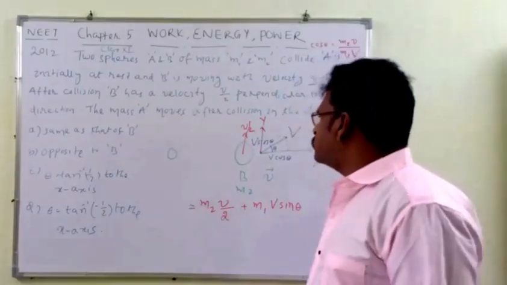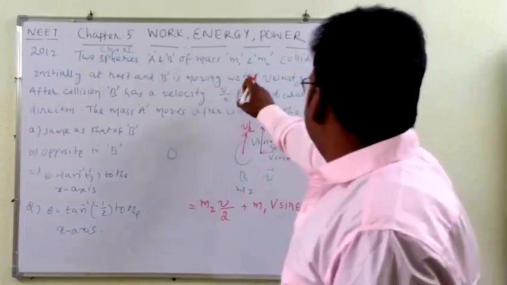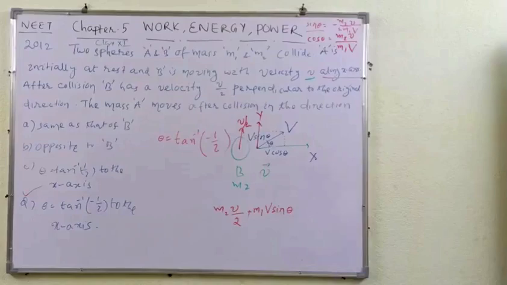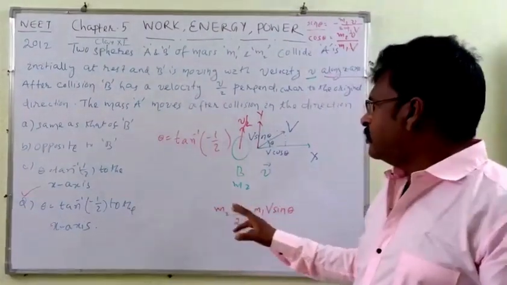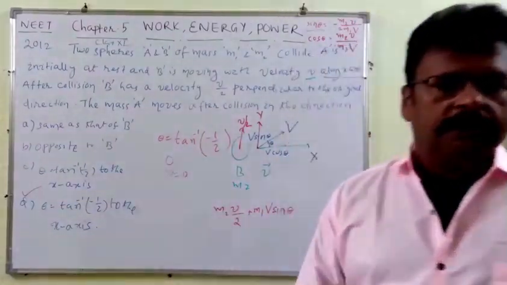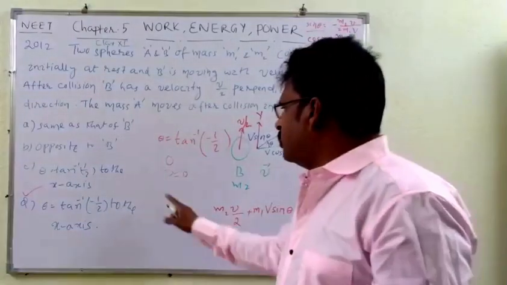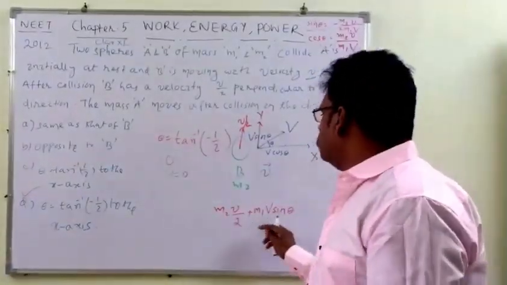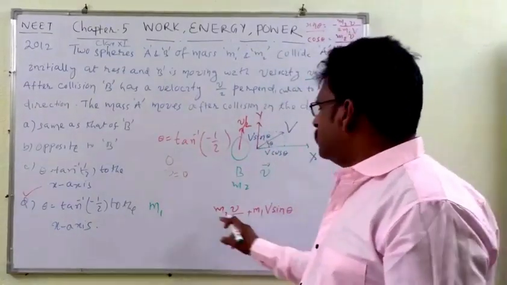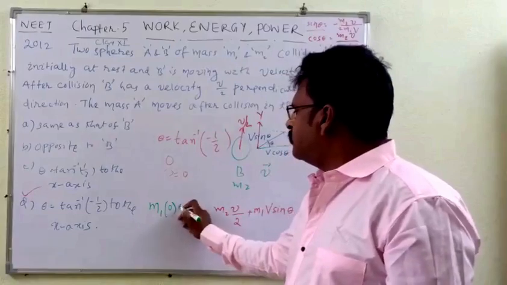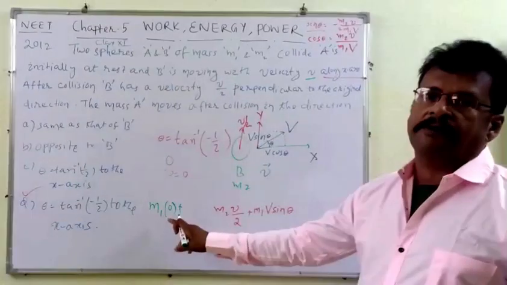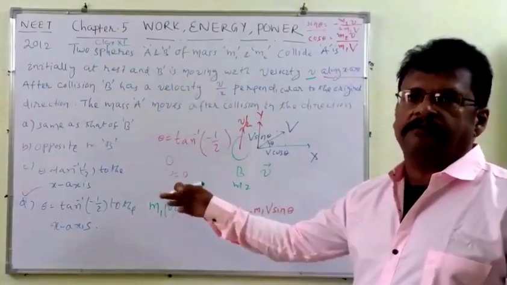And what is before the collision, students? Before the collision, A is initially at rest. So the velocity of body A before the collision was how much? V is 0. So the Vx will be 0 and Vy will be 0. So along the y-axis, obviously m1 into the velocity of the body A along the y-axis is 0 because its velocity V is 0, so its Vx is 0 and Vy is 0.